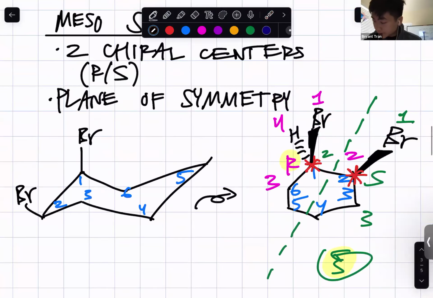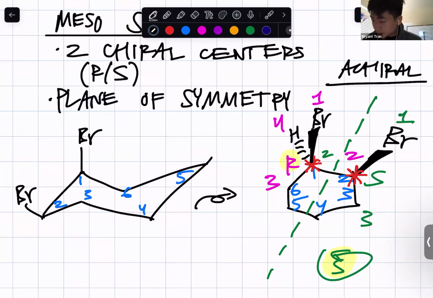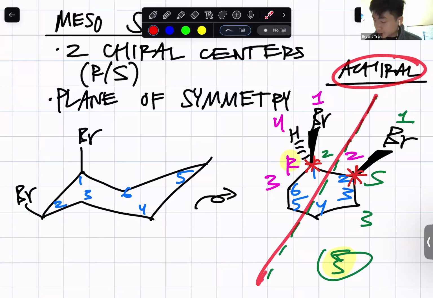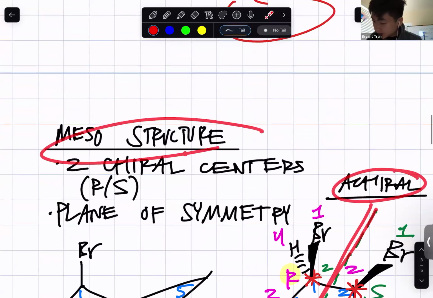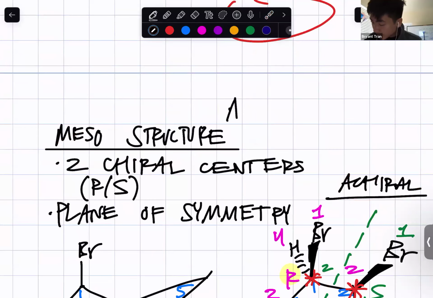Same as for this molecule here. Even though there are two chiral centers, the whole entire molecule is considered achiral because of this plane of symmetry here. So meso structures are going to be achiral, like that.